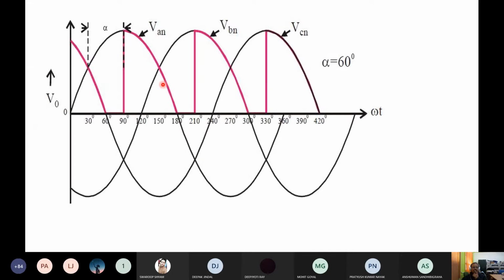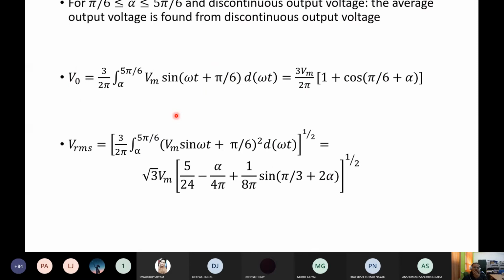But for discontinuous conduction, it is 0 here. Up to this is the limit. So this is 0. This is our reference 0. So from here to here, it is 180 minus 30, 150. So alpha to 150. Just see here, alpha to 150. But we are adding 30 degree because 30 degree is the minimum carry angle. Okay, we are shifting by 30 degree.